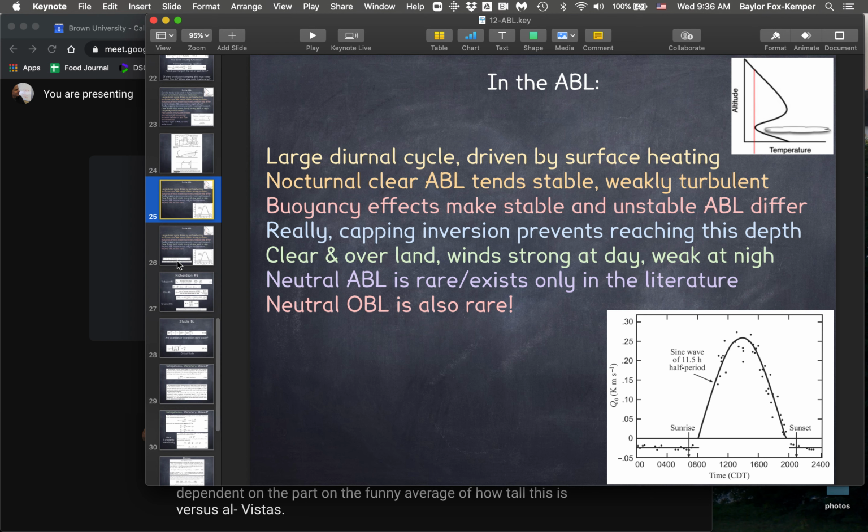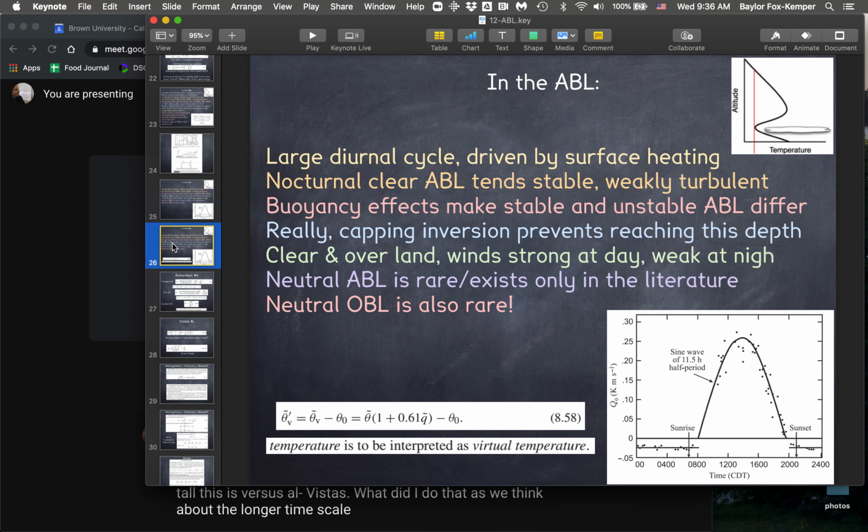We'll get back to that as we think about the longer time scale effects. And remember, the temperature that's important for this is really the virtual temperature. These fluxes might be driven by either latent heat fluxes or sensible heat fluxes from the surface.